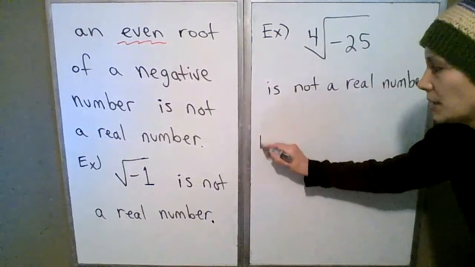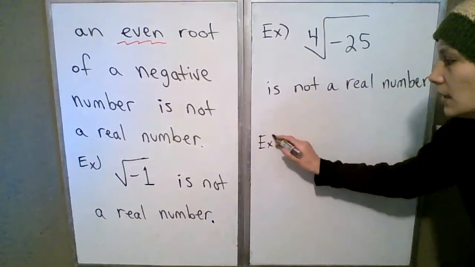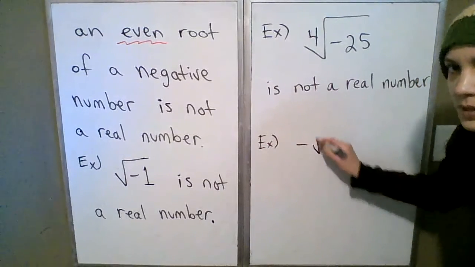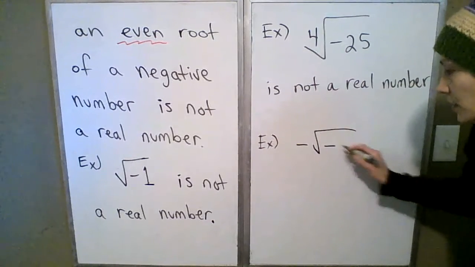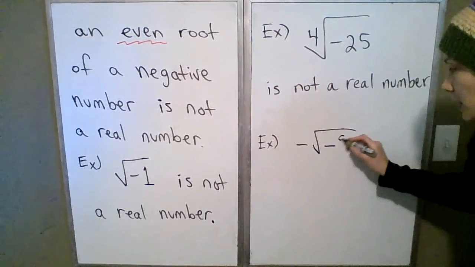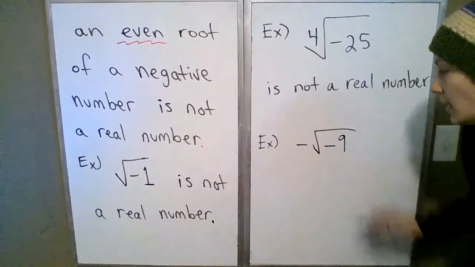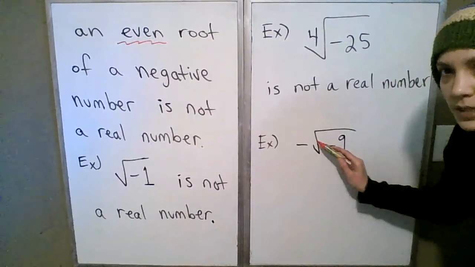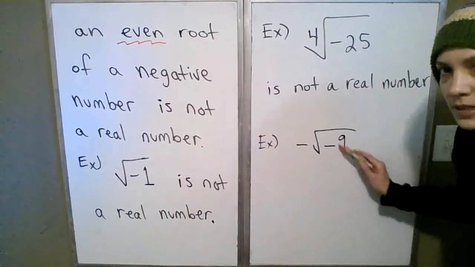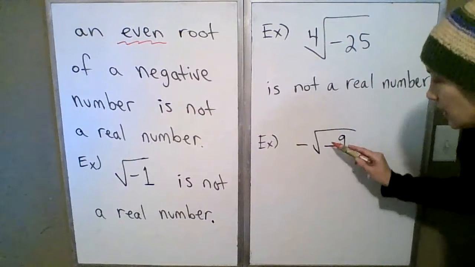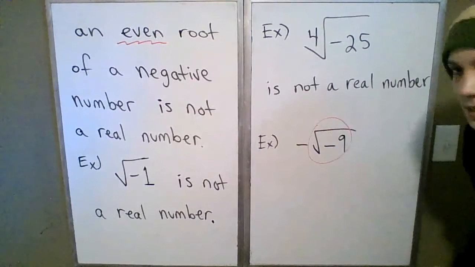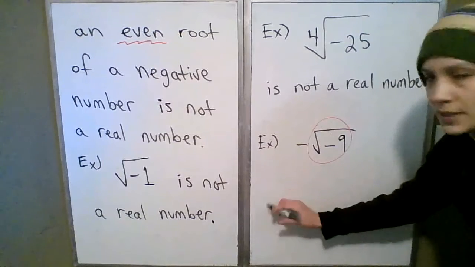Let's do one more just to be clear. Let's put a bunch of negative signs. Let's take a negative square root of -9. The problem is this part, the even root of 2 and the negative number underneath. So this is not a real number. So if it's negative, it's still not real.